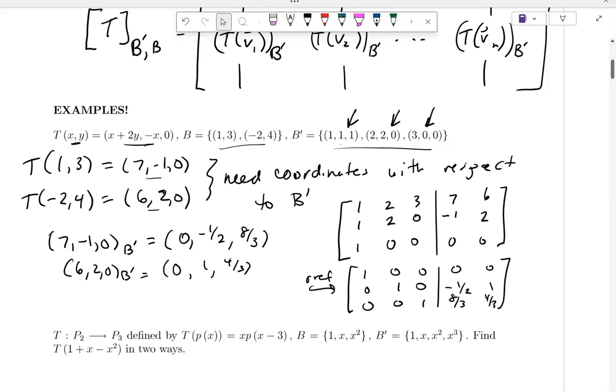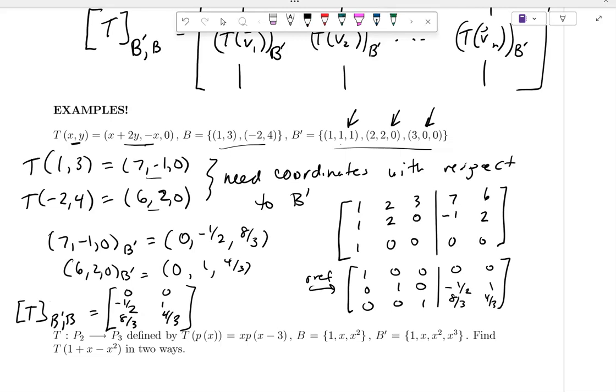So then when you make your matrix, you're going to write these down as columns. So your non-standard matrix for this transformation would be 0, negative 1/2, 8/3, and 0, 1, 4/3. To find the matrix, this is the process every time. Okay? Every single time.